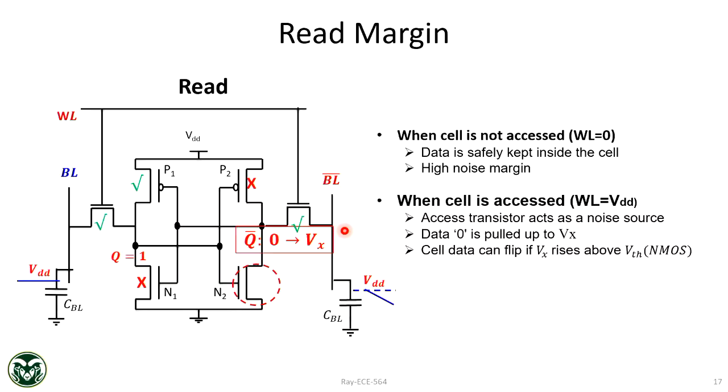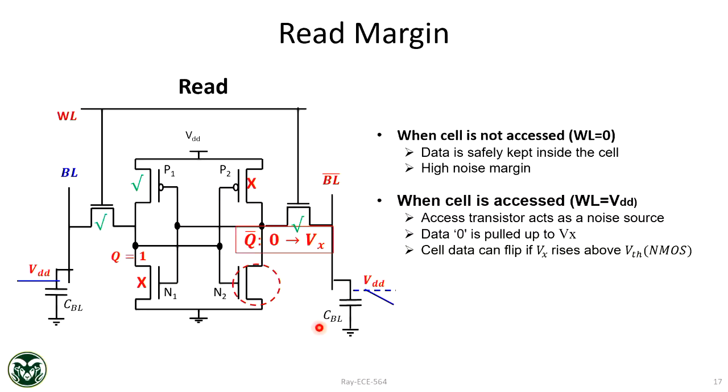So this is the read margin. This Q will go from 0 to Vx, as I said, during the read process. And this Vx should be lower than the threshold voltage of the transistor. Right now N1 is off because this is 0, or this is Vx, which is lower than the threshold voltage of N1. The moment it goes to the threshold voltage of N1, it will turn on the device. And if N1 turns on, this node will start to discharge as well.